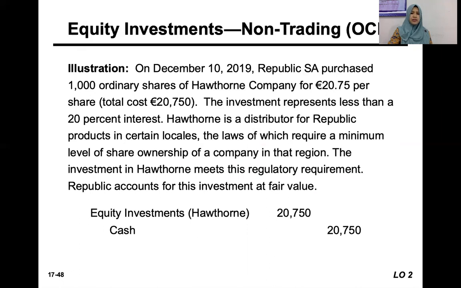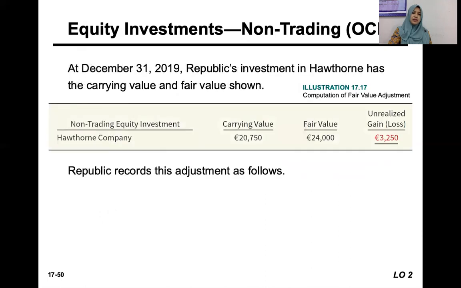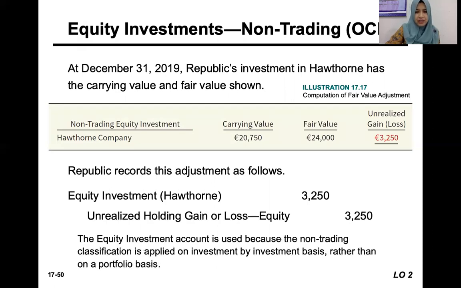When you buy equity, you debit equity investment and credit cash. And then to record the dividend revenue, I will not elaborate on it anymore. This is just to show that unrealized holding gain or loss doesn't go to the income statement, it goes to equity. So for non-trading, remember that. Just like debt investment, held for collection and selling goes to equity, but held for trading goes to the income statement.